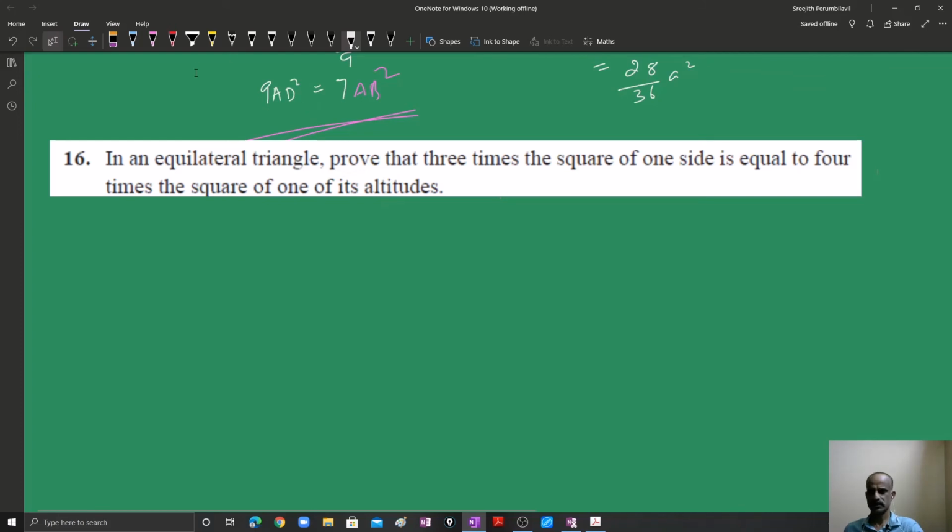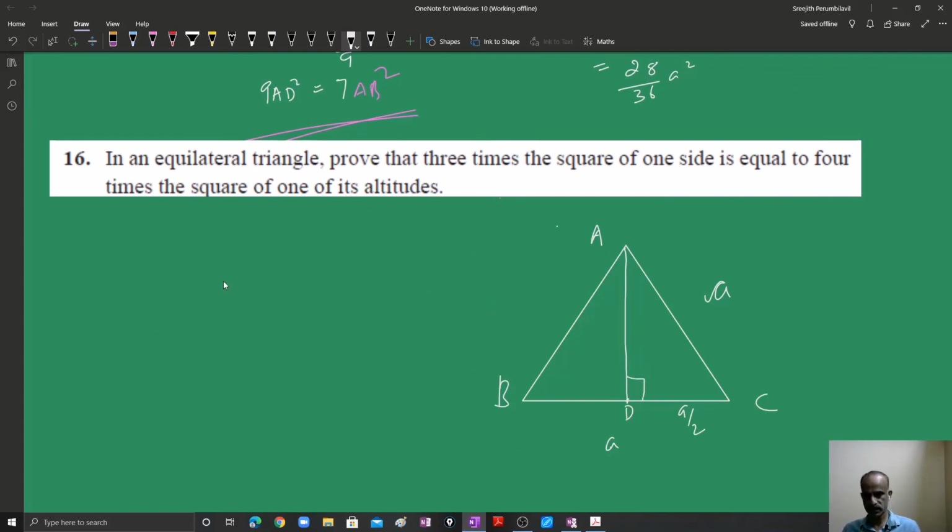It's also easy. You can just do it the way we have done the previous one. I take one side as a. Take an equilateral triangle. Let ABC be an equilateral triangle. Let the side be a. This is also a. We'll take one of the altitudes. This is AD, and this is a by 2. So simple, I'm not going to write the entire thing. You write it in detail.